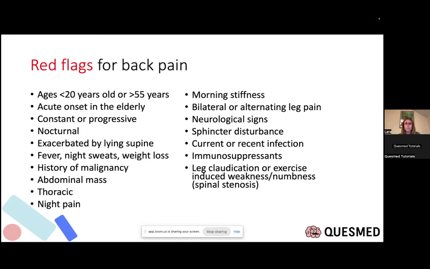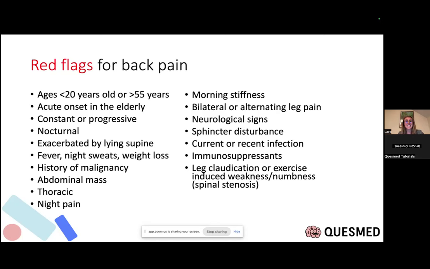If someone's more than 55, around 60, and they come in with new back pain, does anyone know what that should also really get you thinking about? Has anyone posted that in the chat? Feel free to use the chat, by the way. It'll be much better if we can talk as we go through. Has anyone put anything? No worries. If someone's put MM, probably yes.